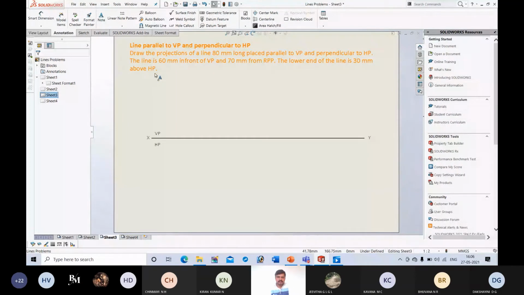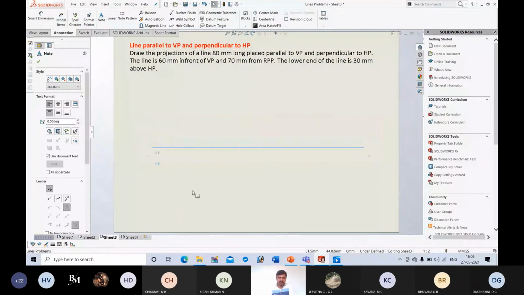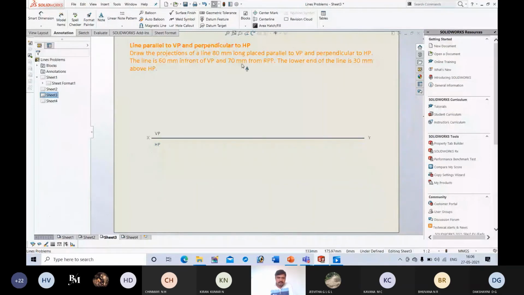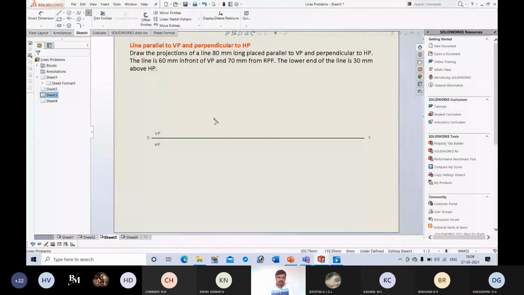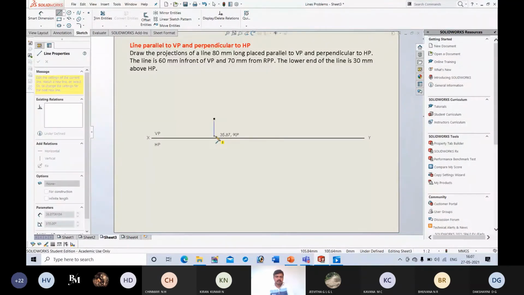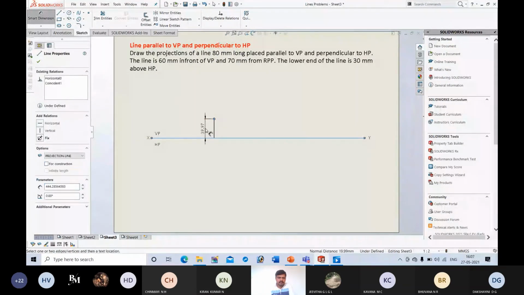Now I will consider the line AB. It could be called PQ or CD, any name, but I will consider it as AB. If there are two ends to a line, and the lower end is 30 mm above HP, I will consider B as the lower end and A as the upper end. So this B should be 30 mm above HP.